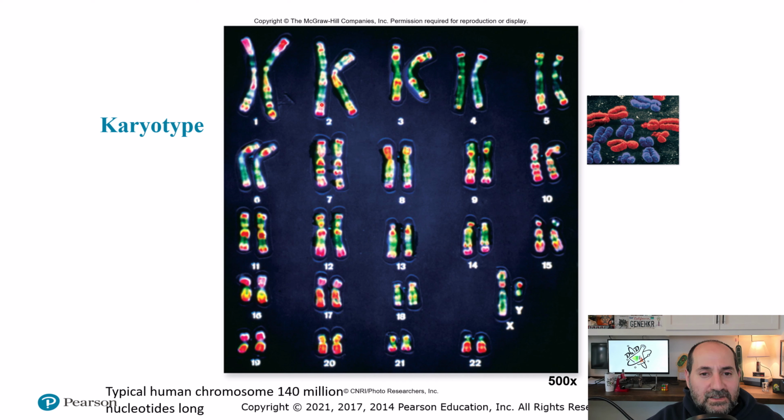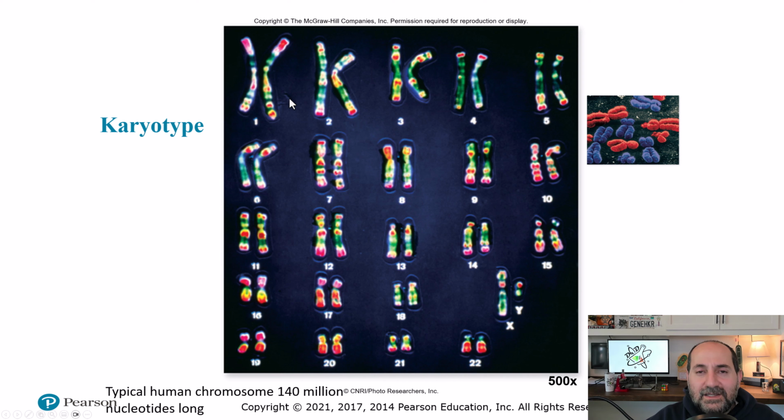So you can think of chromosome 1, these two chromosomes would have the same types of genes, hair color, eye color, but that doesn't mean it's going to be the exact same information. It's not going to be the exact same hair color because you inherited one of those genes from your mom and one of those genes from your dad.